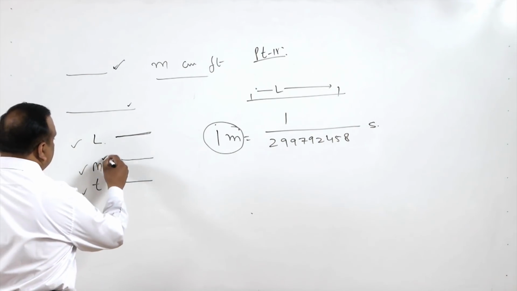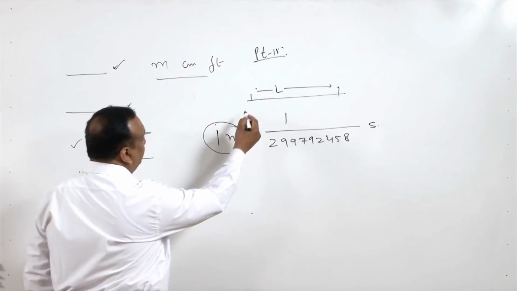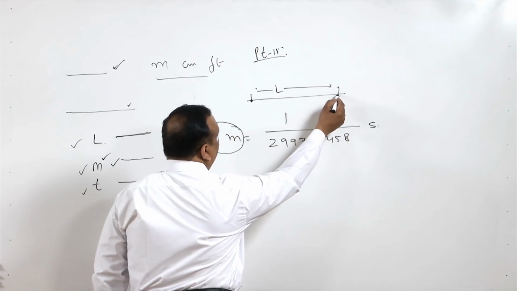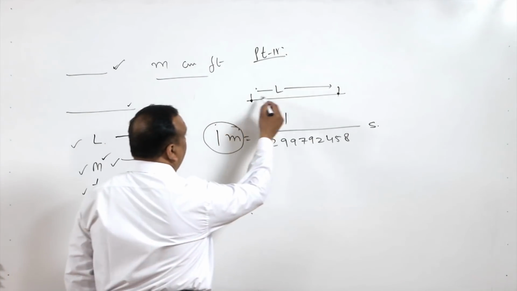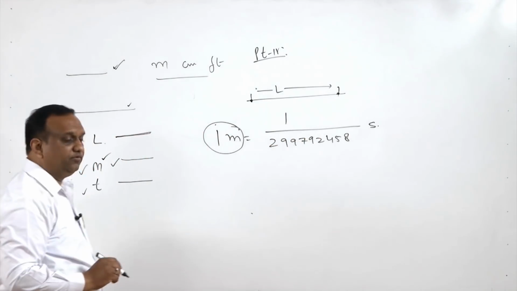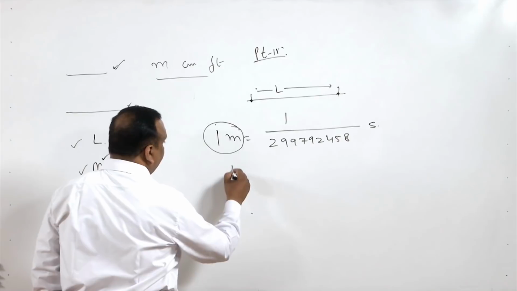Standard for mass. Standard for mass is the same. The mass of this rod is the standard mass of 1 kg. It is remaining the same, 1 kg.